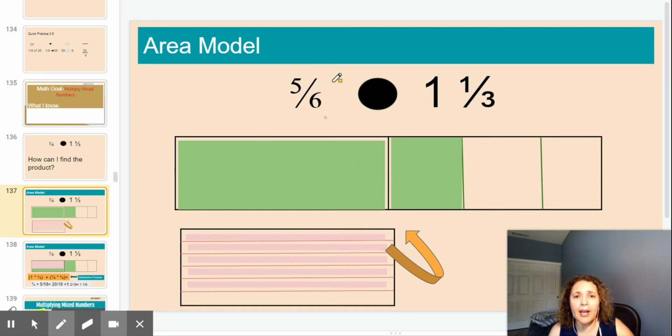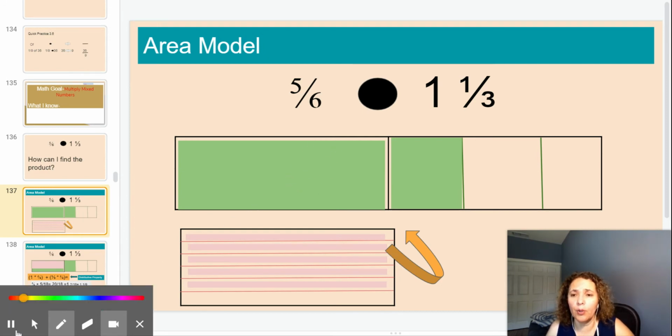Now in this one, I have 5/6, right? So that's represented here. So I broke up my whole into six equal parts, and I have 5 out of the 6. So remember when we multiplied fraction by fraction and how we overlapped them? So that's what we're going to do here. So in essence, I'm taking this and I'm overlapping it onto my whole, and then you'll see what that looks like.